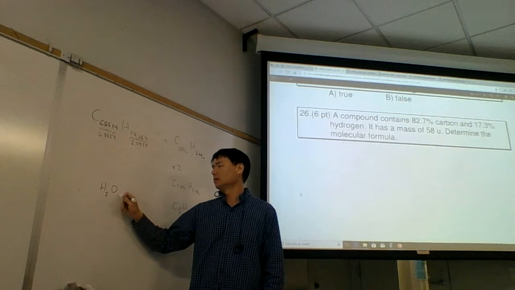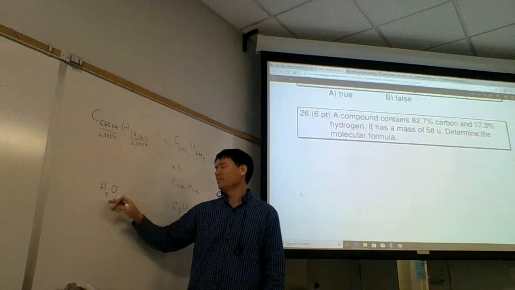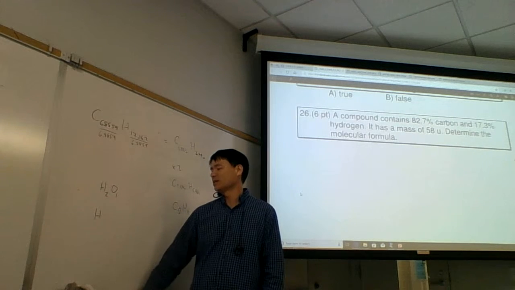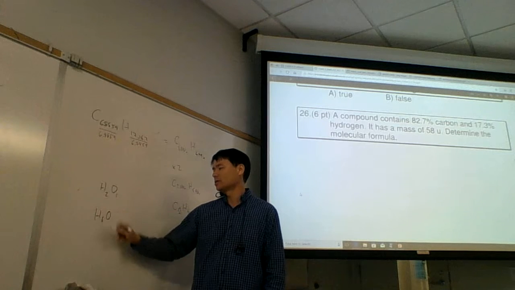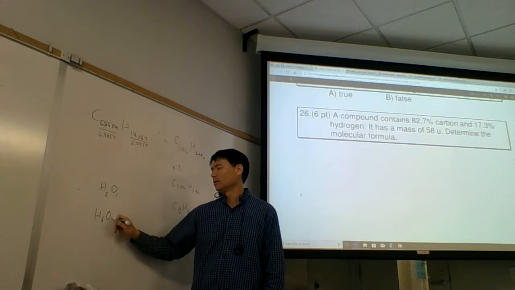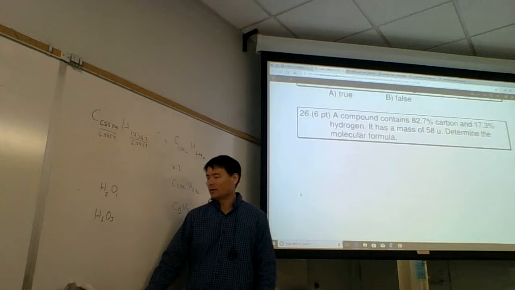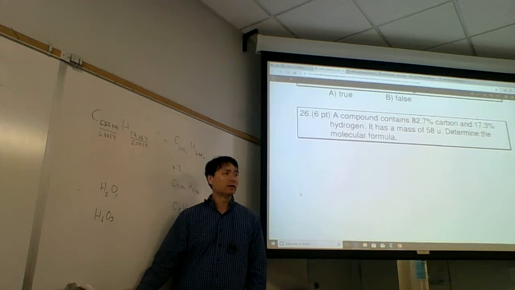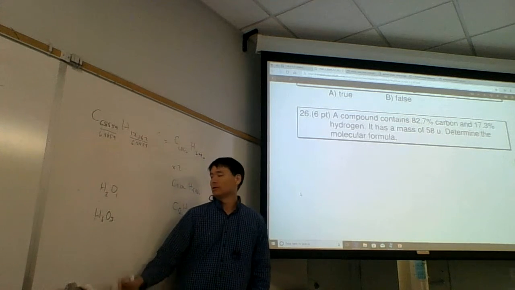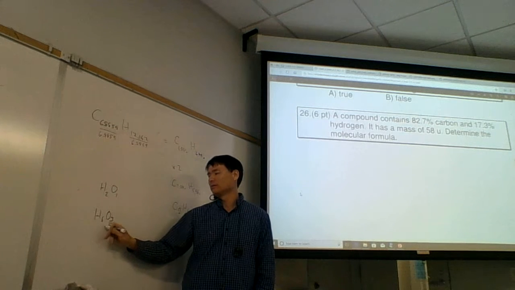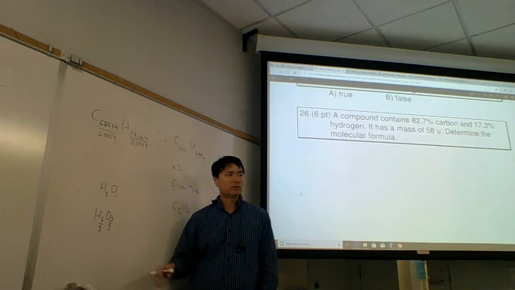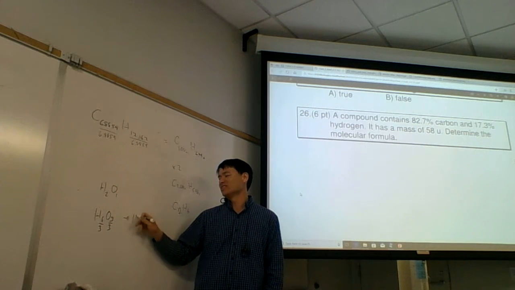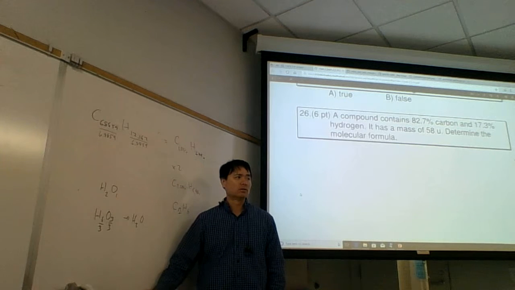Hydrogen 2, oxygen 1. Well, let's say it wasn't like this. Let's say I had something like this: hydrogen 6, oxygen 3. But I don't like to call water H6O3. Let's say I have 3 water molecules. What I'm going to do is divide it by 3 to bring it down to simplest whole numbers, and this is going to come out to H2O.